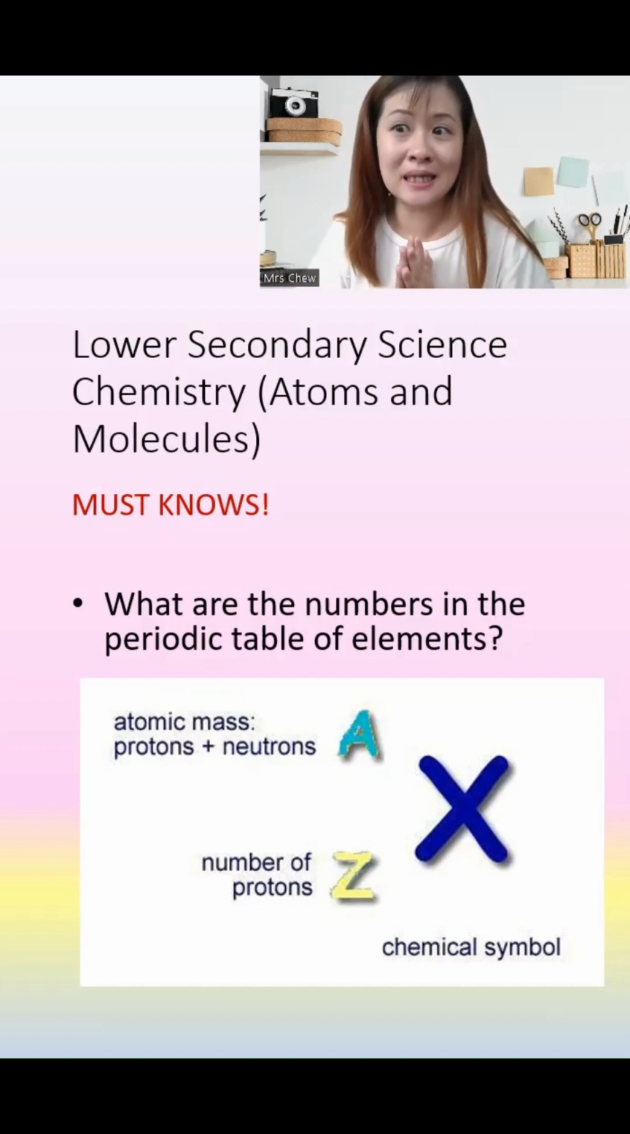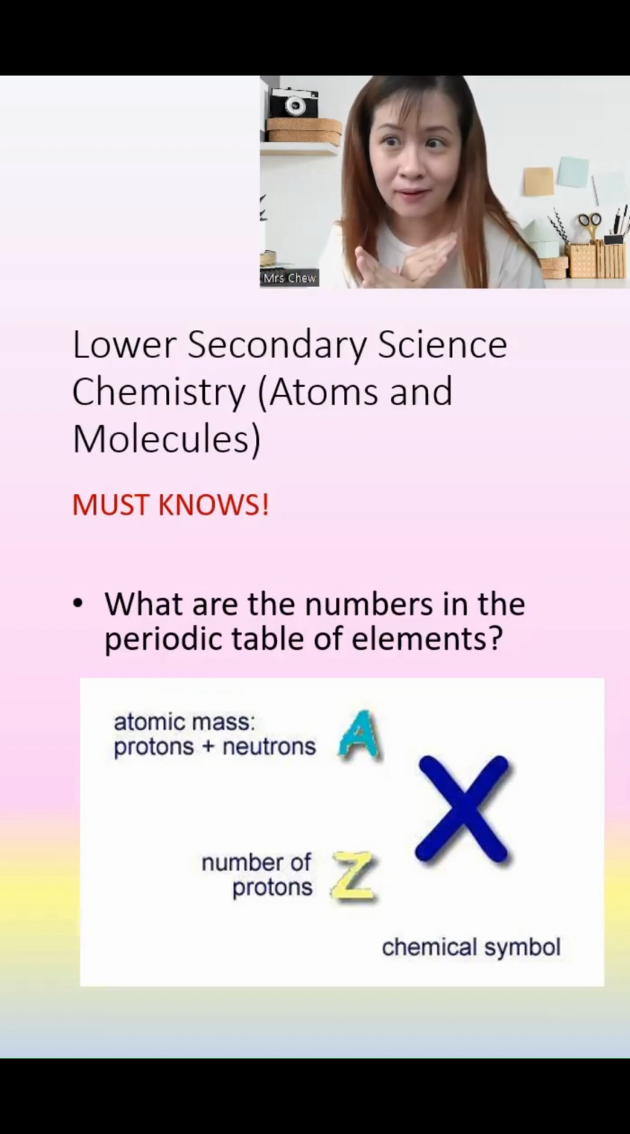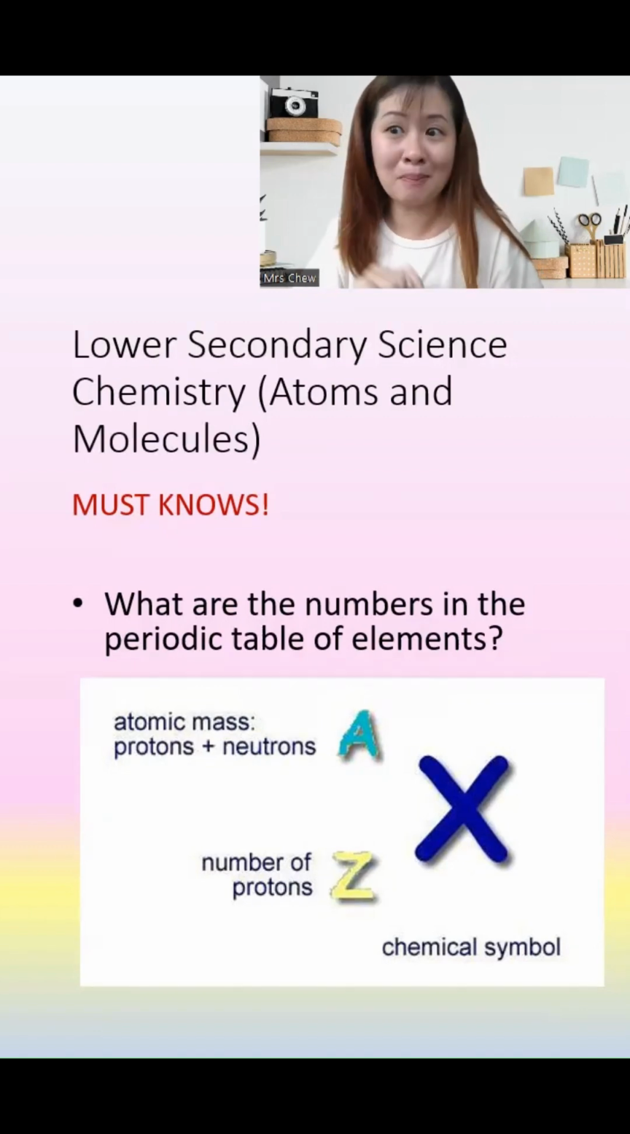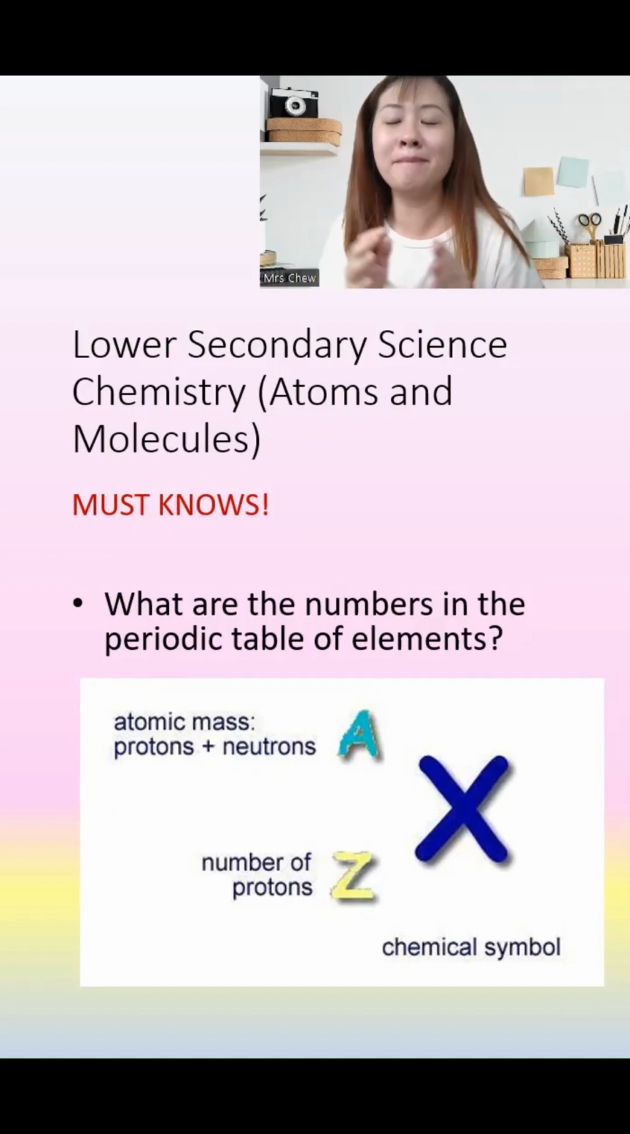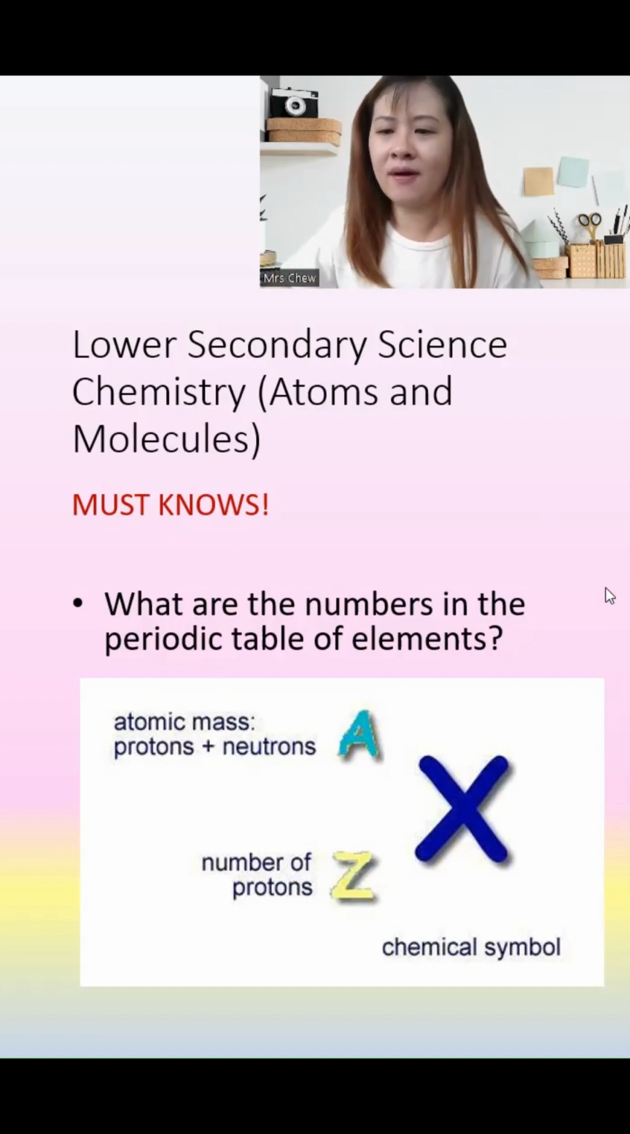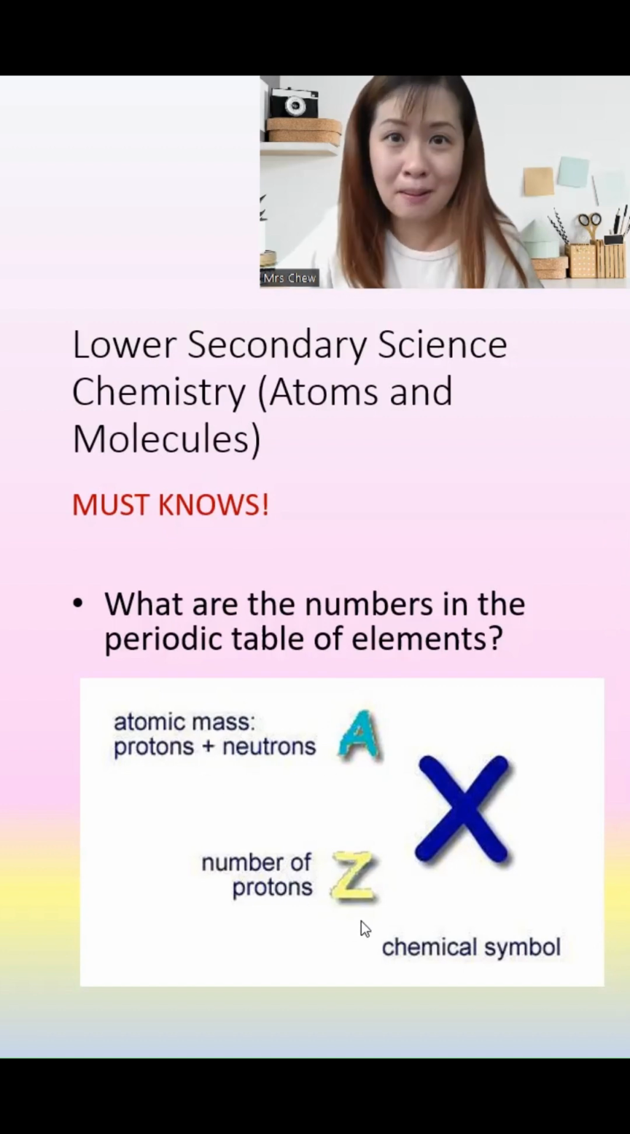Okay, so basically you will see a chemical symbol. And do take note that for the chemical symbol, if there are two letters, the first one must be in caps and the second one must be in small letters. All right. And we have one of them being the atomic mass and the other one being the atomic number, which is the number of protons.